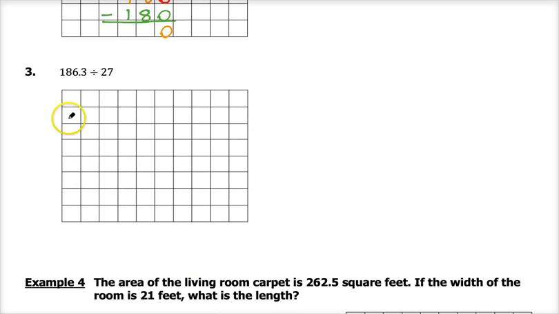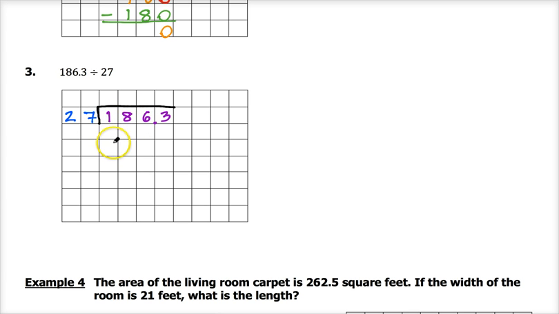Okay, number 3, 186.3 divided by 27. 27 goes on the outside. And then the decimal 186.3 goes on the inside. So 27 is a 2-digit number. The first 2 digits in the dividend are 18. I can't take 27 into 18, so I need to attempt to take 27 into 186.